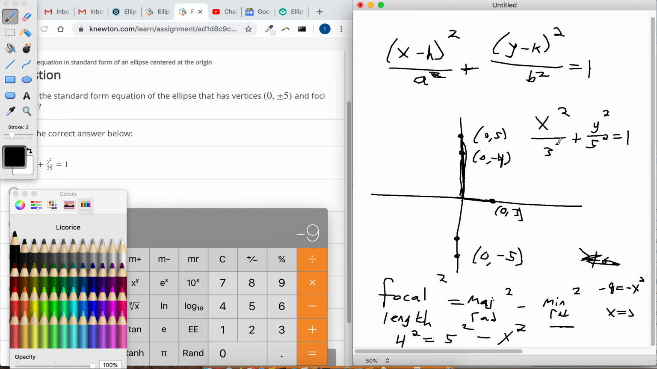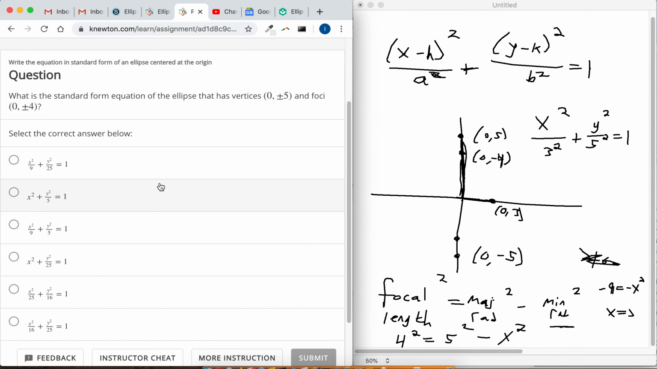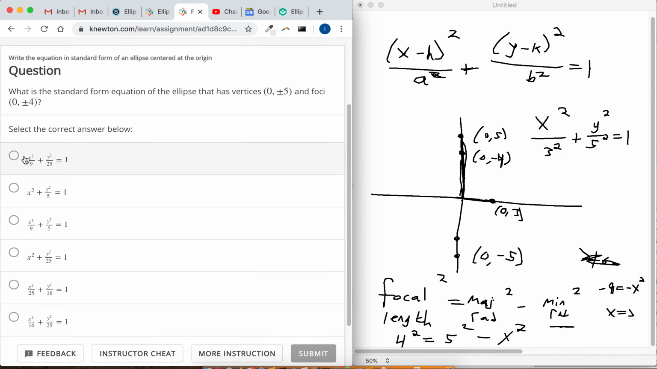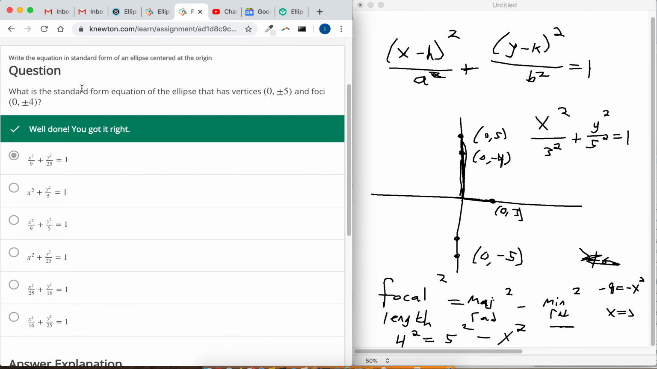So this here should be 3 squared. So that's the full equation. Let's see which one matches up. We got x squared over 9. That's the same thing as x squared over 3 squared. Plus y squared over 5. Now the 5 has to be squared, right? So let's keep looking. x squared over 9 plus y squared over 25 equals 1. That's our equation right there.